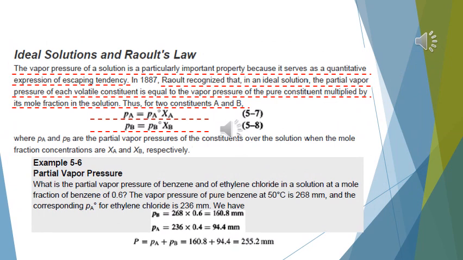Now, as we mentioned previously, the temperature is a quantitative expression of the escaping tendency of heat, and also the free energy is another quantitative expression of the physical and chemical transformations in the systems. Now, the vapor pressure of a solution is also another important property, because it can be considered as a quantitative expression of escaping tendency as well.